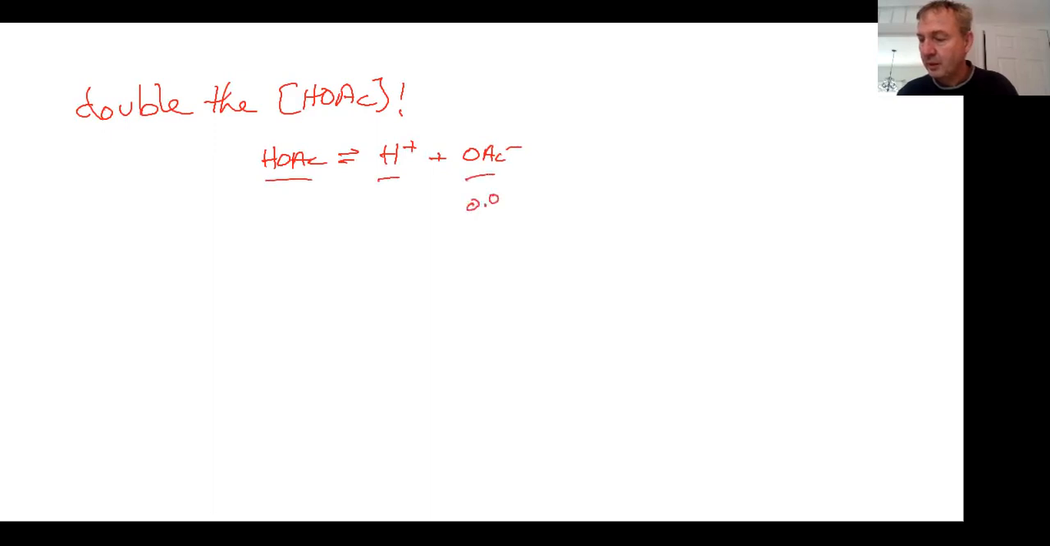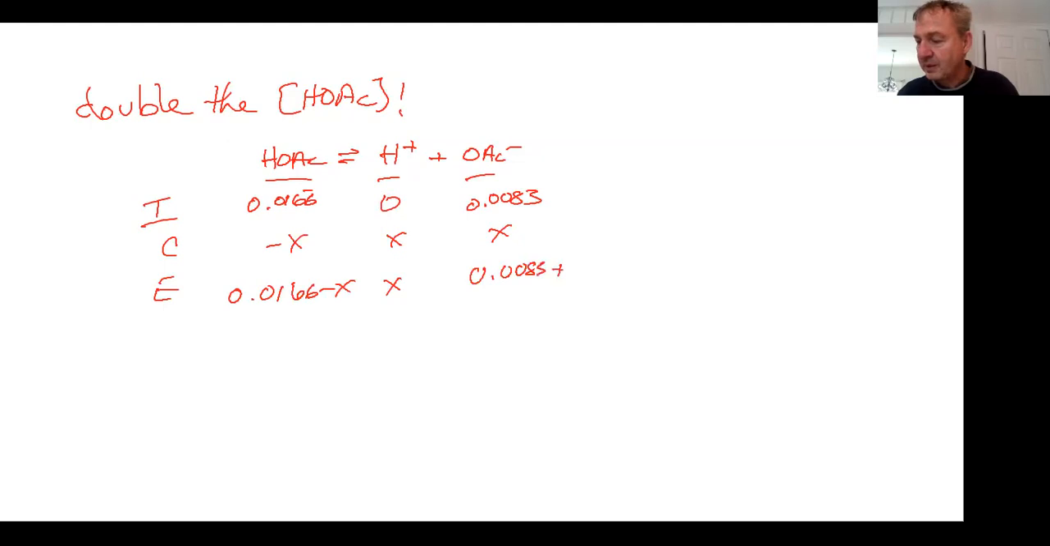Initially, 0.0083. 2 times that is 0.0166, repeating. Initial, that's 0. Minus x, x, x, that's the change. Equilibrium is 0.0166 minus x, 0.0083 plus x. But we consider x to be very small.